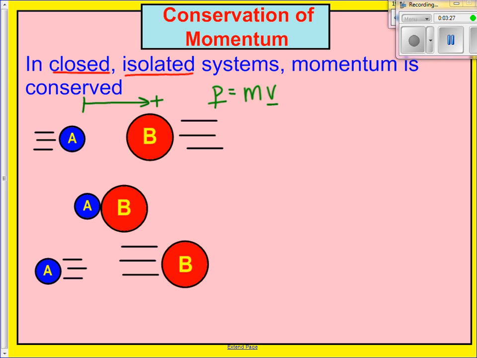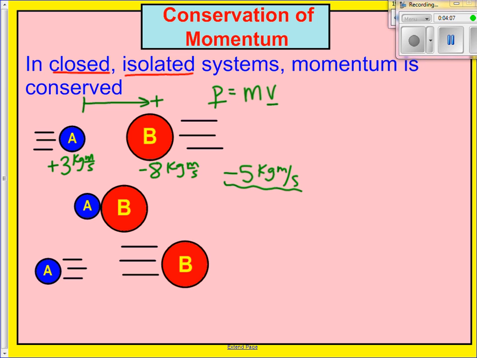Let's say object A is moving with a momentum of 3 kilogram meters per second. Since ball A is moving to the right, and the right is the positive direction, its momentum is positive. Now, let's say ball B is moving to the left with a momentum of 8 kilogram meters per second. Since ball B is moving to the left, and left is established as the negative direction, its momentum is negative 8. And so if we talk about the total momentum in the system, positive 3 plus negative 8 gives me a negative 5 kilogram meters per second. This is the total momentum in the system.